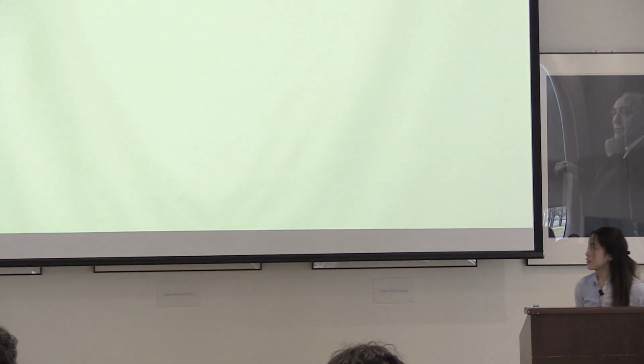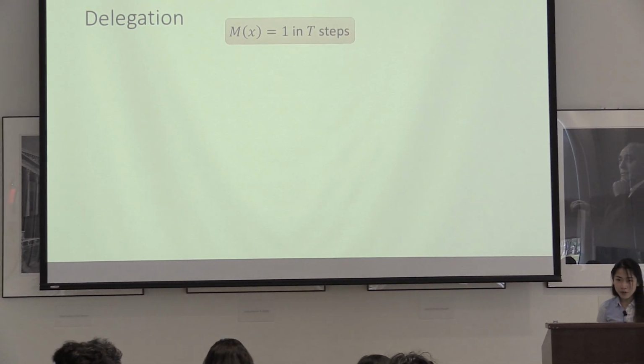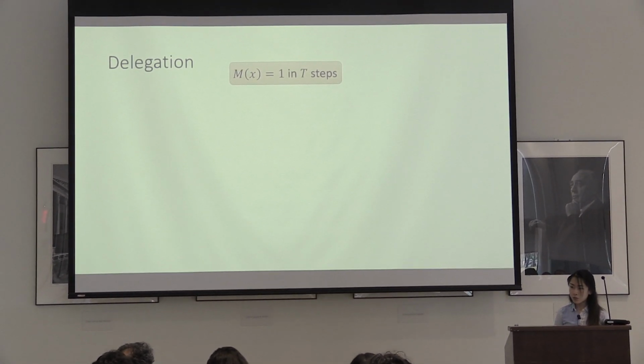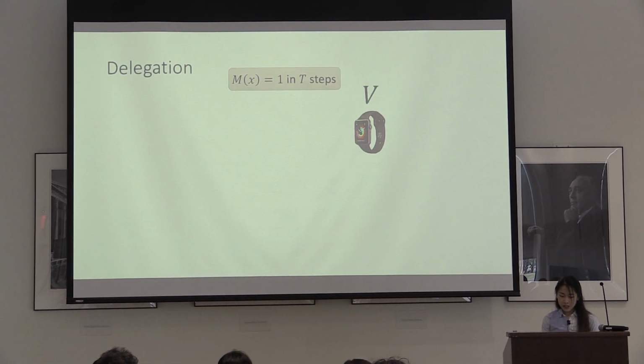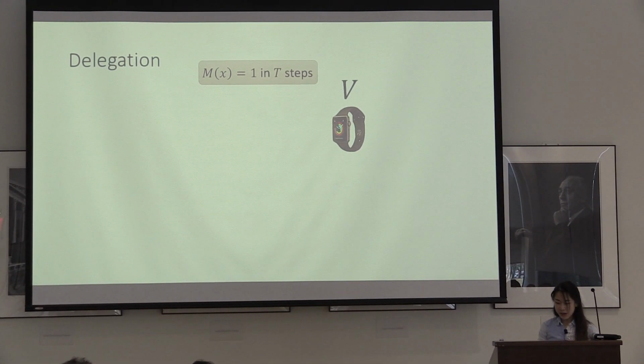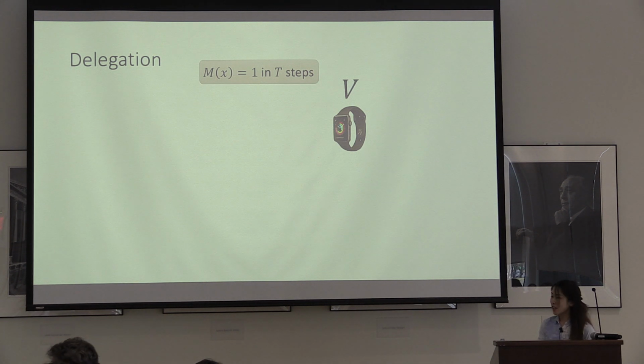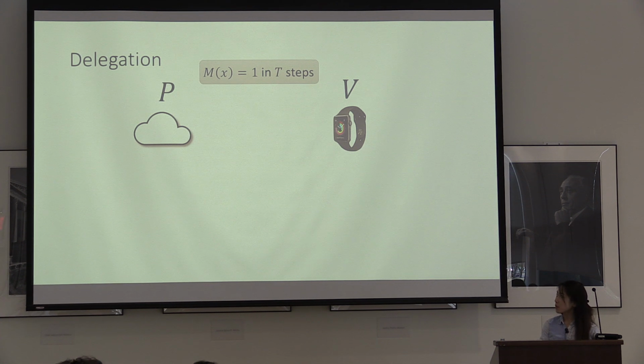So first, let's return to the classical setting of delegation. Let's say you have a Turing machine computation, M on X, and you just want to know whether it outputs 1 in T steps. But unfortunately, you're a resource-bounded machine. Let's say you're a smartwatch, and you don't have the resources to perform this computation. So what can you do? Well, you can interact with a more powerful machine, hopefully a cloud, who can perform the computation for you and prove that the output is 1.